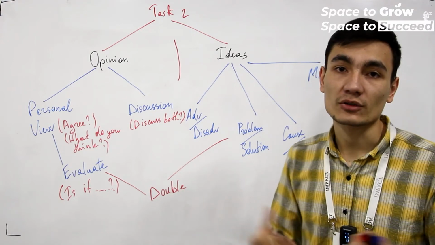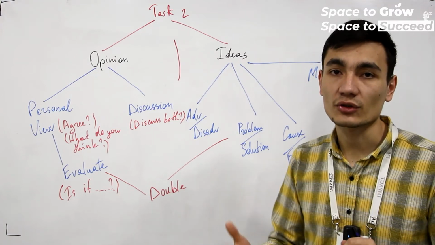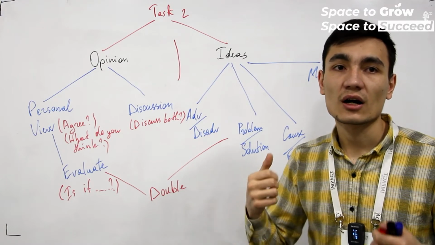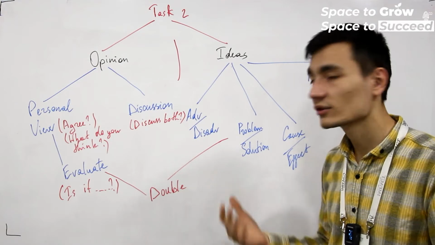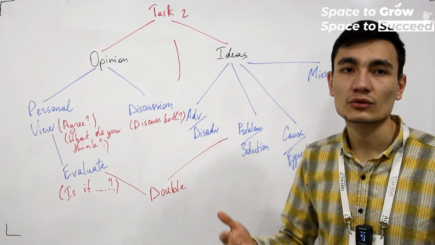And here, next one is problems and solutions. The same situation, it's easy, but they may change the words. Instead of problems, they can ask issues, challenges, and other words instead of problems and solutions, things that we can do to solve the problems, or things we can do to prevent something.